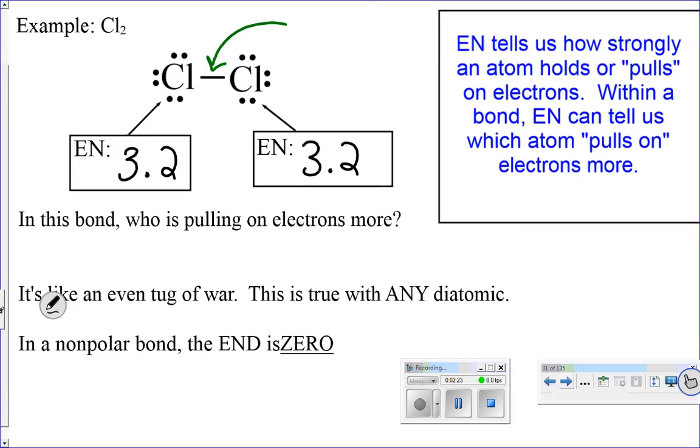So in this bond, neither atom exerts a greater force on the electrons between them. This is like an even tug of war, and this is true with any diatomic. So in a nonpolar bond, your electronegativity difference is 0. And this does happen to also be an example of a nonpolar molecule. But I'd like to take a minute to compare and contrast the bonds and the molecules and polar, nonpolar, and all that stuff with a few examples.